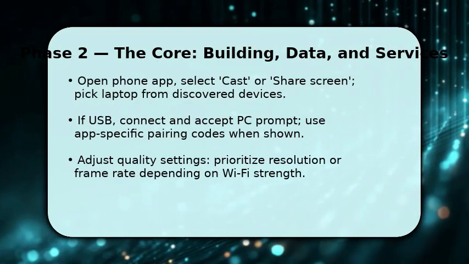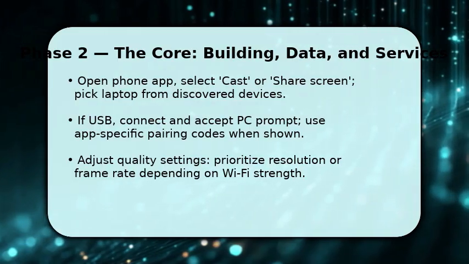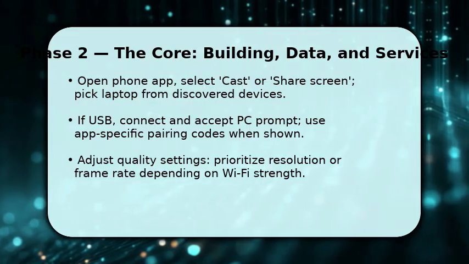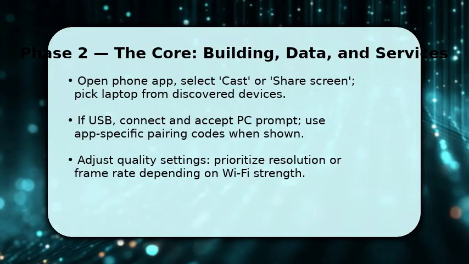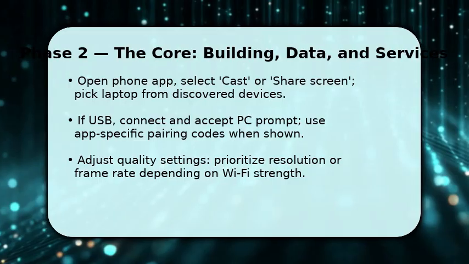Next, open the phone app and choose Cast or Share Screen. The app scans and shows your laptop. Tap to connect. If you chose USB, plug in and accept the PC's trust prompt, then enable file transfer if required. Some apps use a pairing code. Type it on the laptop client to link devices securely.